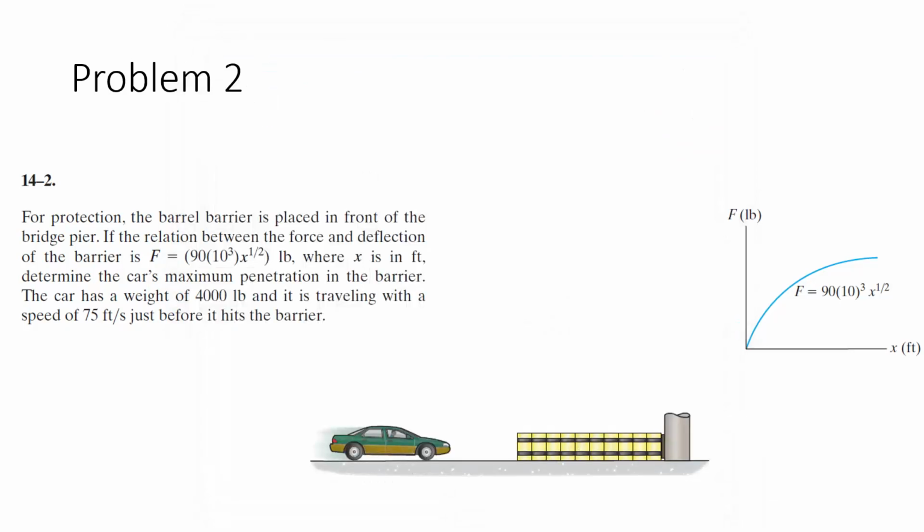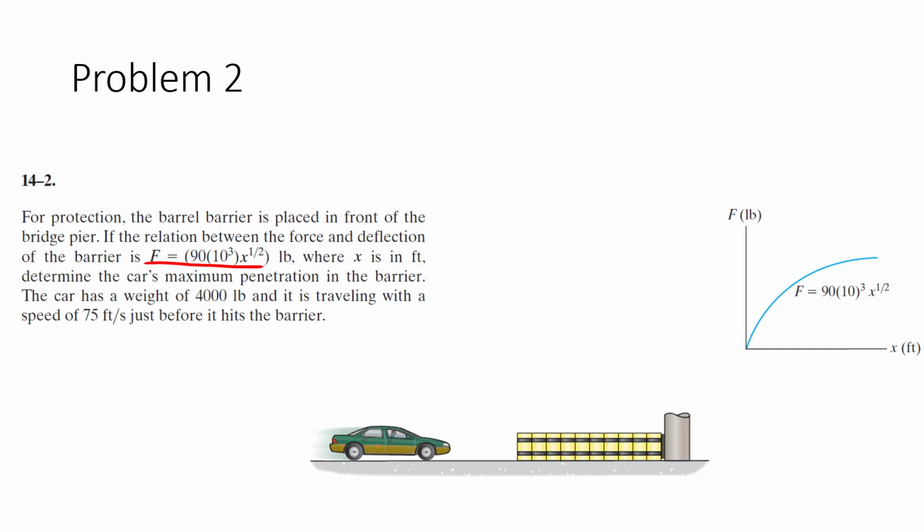Okay, so we have another problem here where the force is variable. The car moves, and then we have protection barrels, and when the car hits the barrels, there is a force of this much that develops inside the barrels. The question asks how far the car can move inside these barrels before it stops. Will it stop here, here, or here? That is the question.